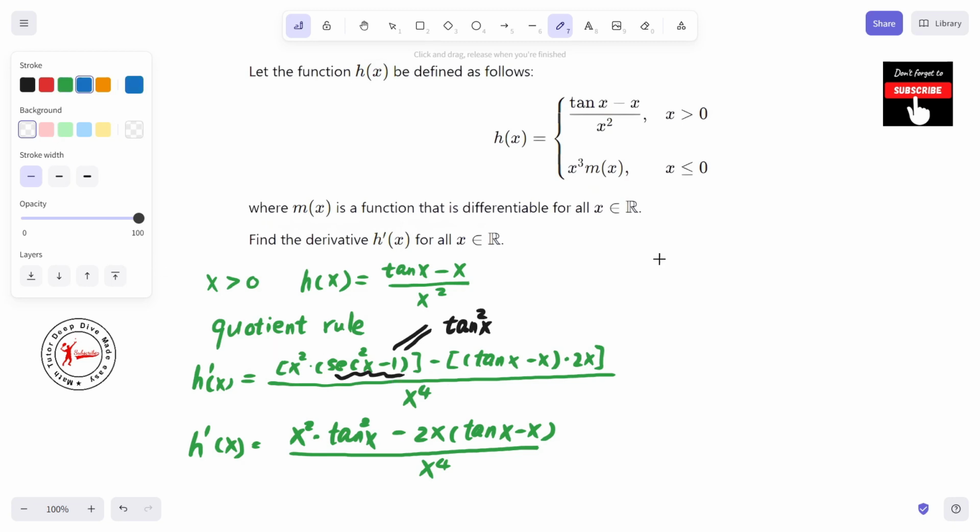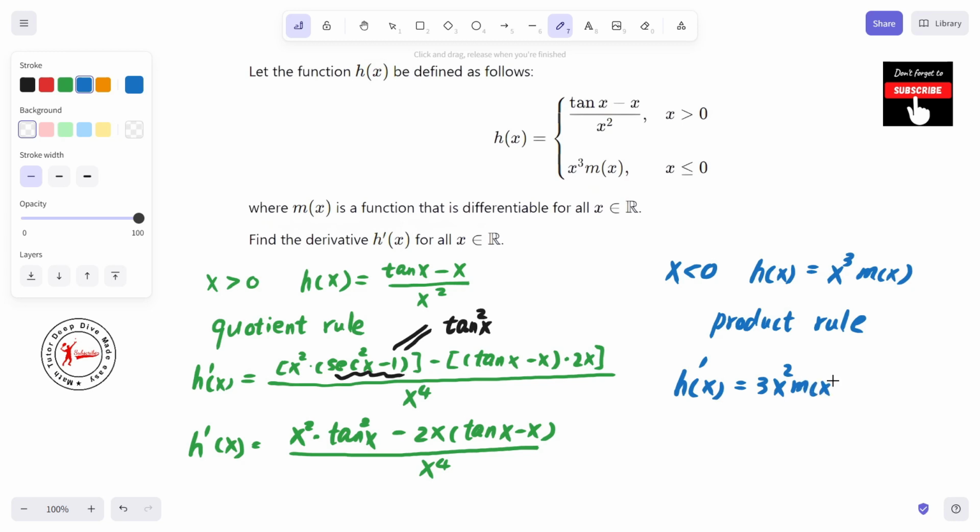Step 2 is the derivative for x less than 0. Now we look at the second part of the function. When x is less than 0, h of x equals x cubed times m of x. This is a product of two expressions, so we use the product rule. The derivative of x cubed is 3 times x squared. Multiply that by m of x. Then add x cubed times the derivative of m of x. So for x less than 0, the derivative of h is 3 times x squared times m of x, plus x cubed times the derivative of m of x.